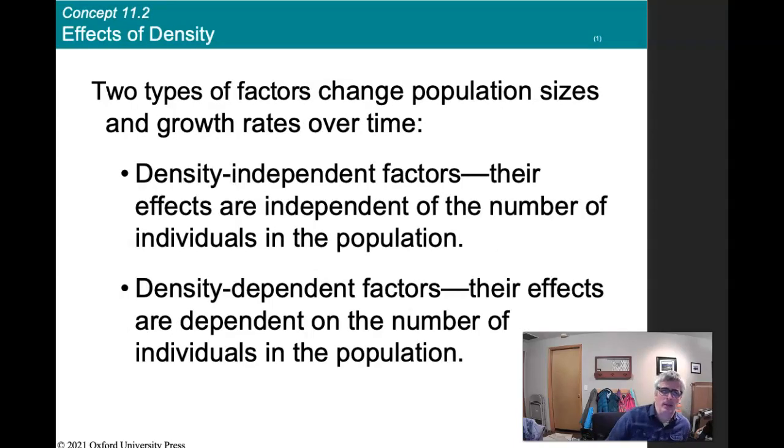And the two main factors we talk about that change or limit population growth and sizes through time are density-independent factors. Their effects are independent of the number of individuals in that population. And then density-dependent factors. Their effects are dependent on the number of individuals in that population.